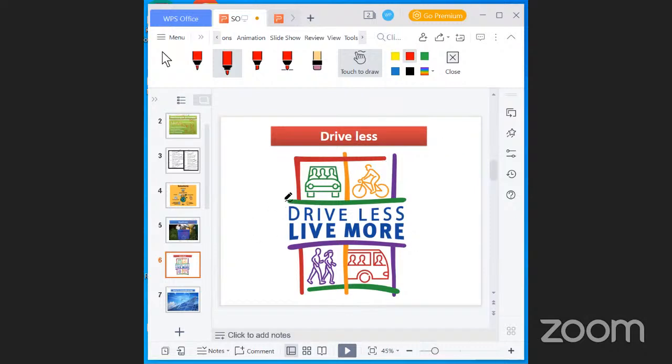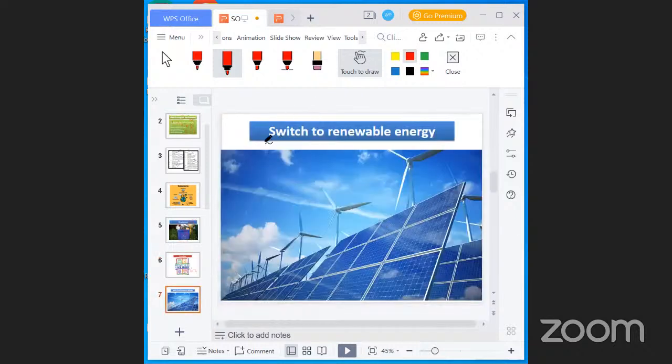So if you reduce the driving hours, you will end up saving how much? 1 pound. 1 pound means 454 grams of carbon dioxide per every mile, not every year. This is every mile. Okay. So now we're going to switch to renewable energy. So one of the most effective ways to prevent global warming is to start using renewable energy sources.